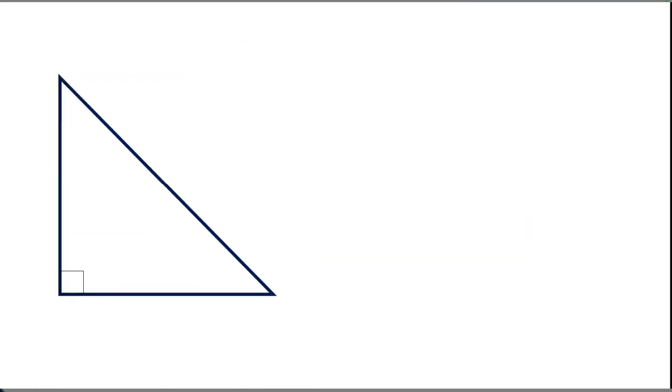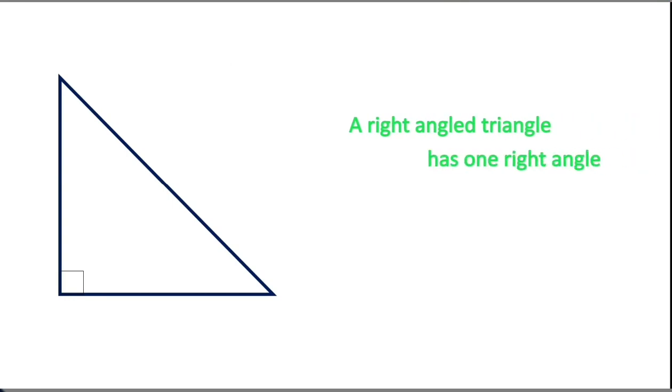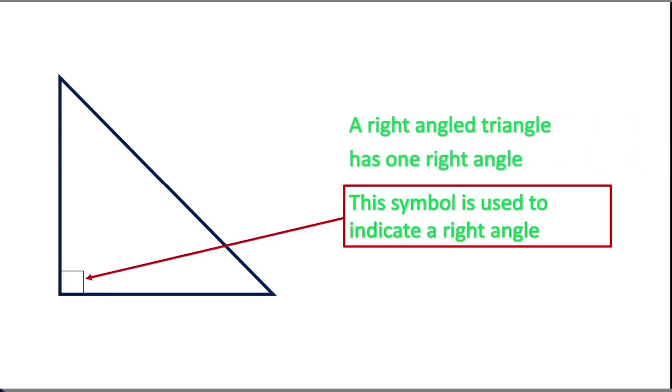A right angle triangle has 1 right angle. The square symbol is used to indicate a right angle. The value of a right angle is always 90 degrees.